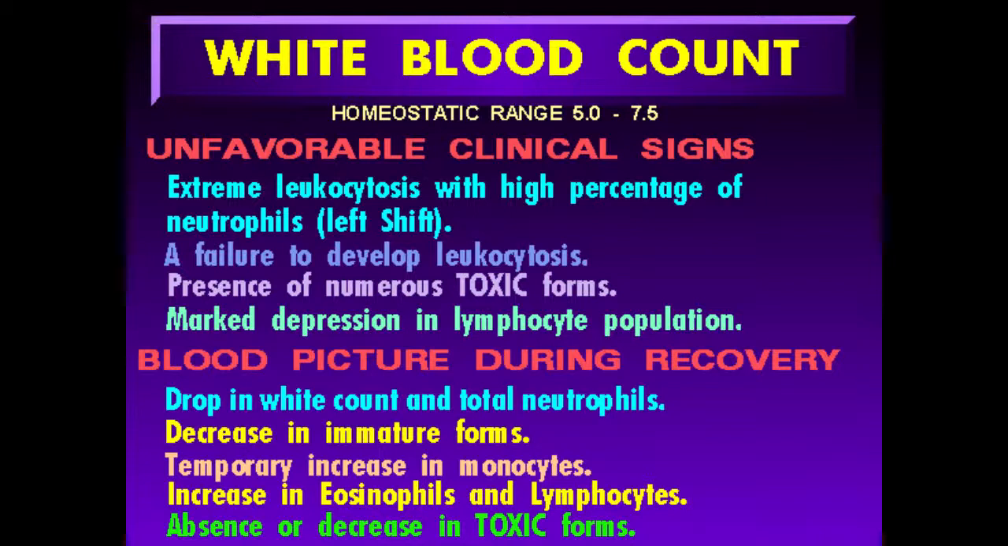As the patient responds to therapy, the blood picture during recovery exhibits a decrease in total leukocyte count and neutrophils. There is a decrease of immature forms, a temporary increase of monocytes, and the appearance of eosinophils, plus an increase in the lymphocyte population and the absence or decrease of toxic cell forms.